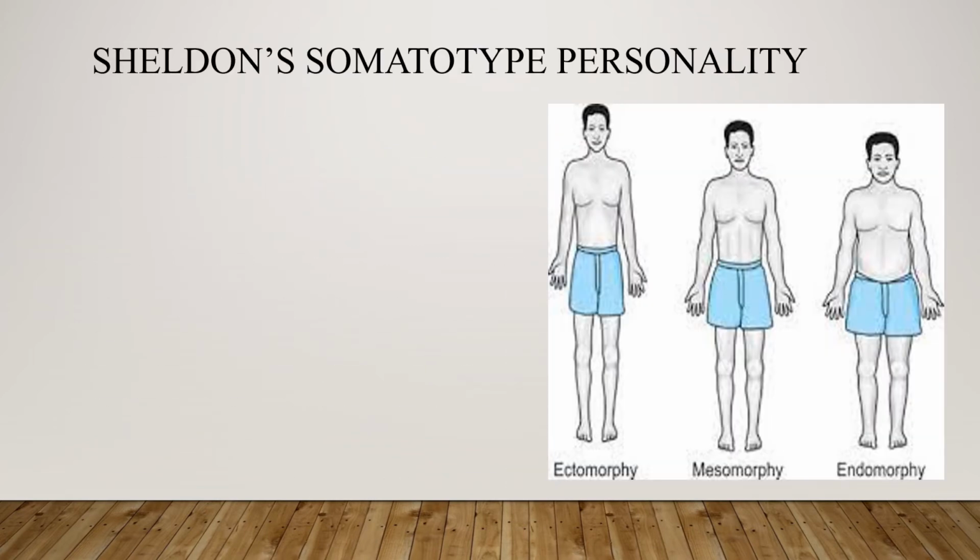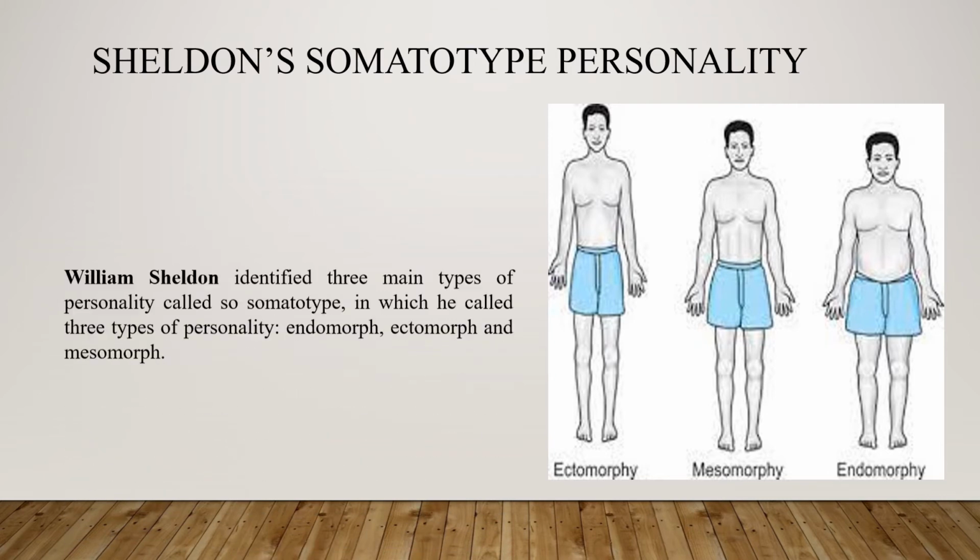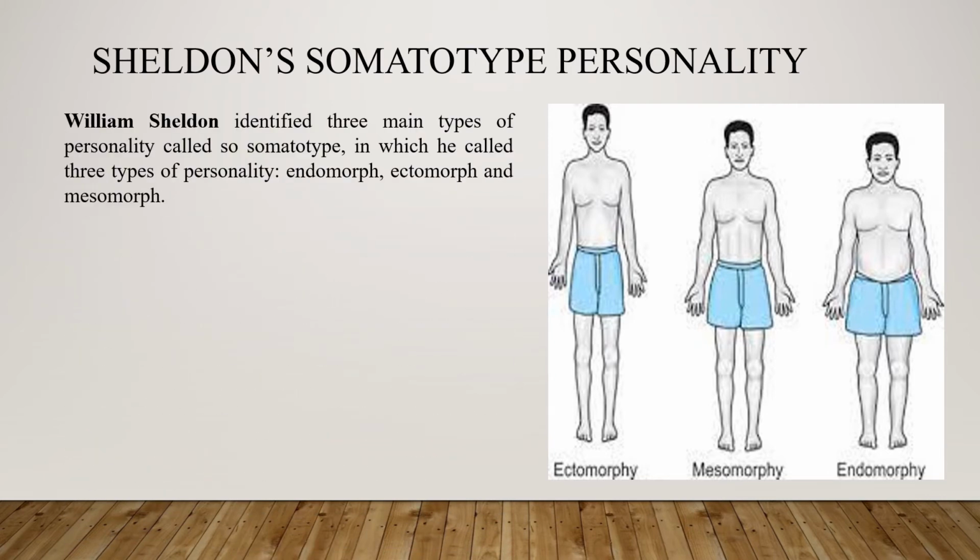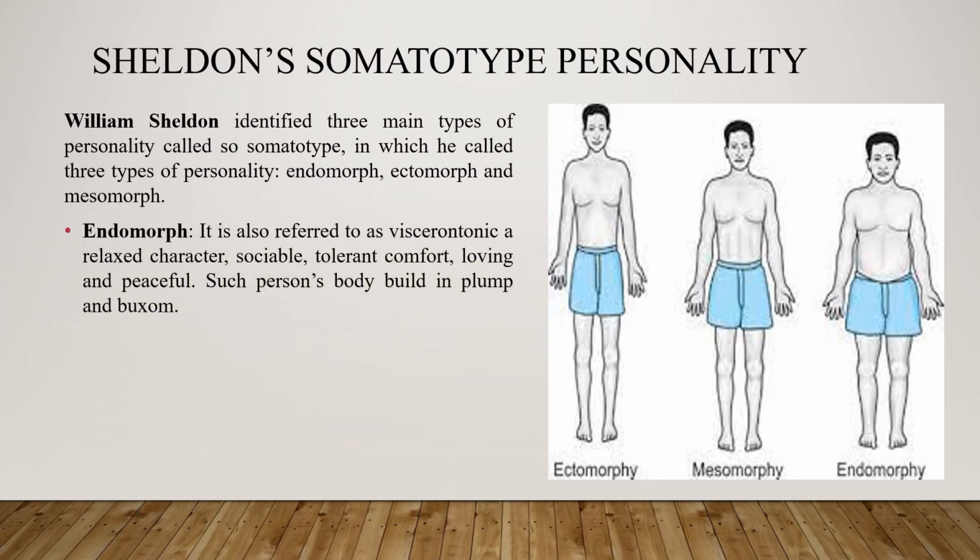Now let's see another classification by Sheldon. William Sheldon, who is an American psychologist, identified three main body types of personality, which he called somatotypes. The three different types are endomorph, ectomorph, and mesomorph. Let's discuss them one by one.